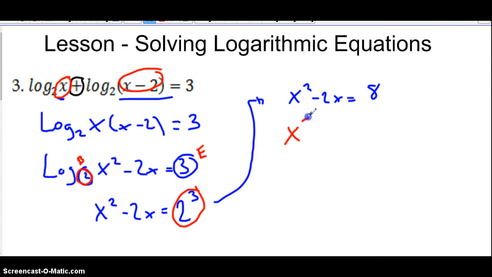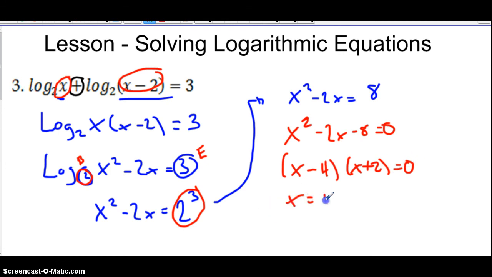So x squared minus 2x minus 8 equals 0. Always set it equal to 0 if it's a quadratic, so we get x minus 4, x plus 2, and our solutions are x equals 4 and x equals negative 2. And that's that for these.